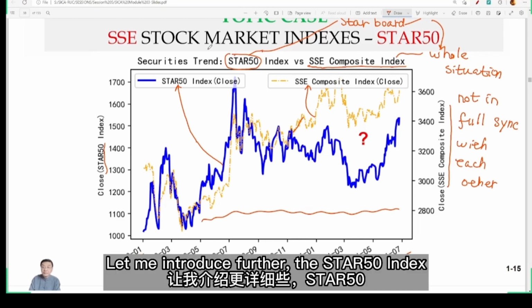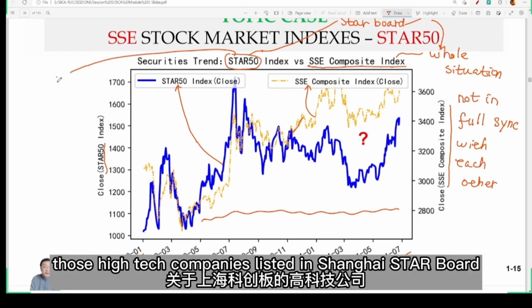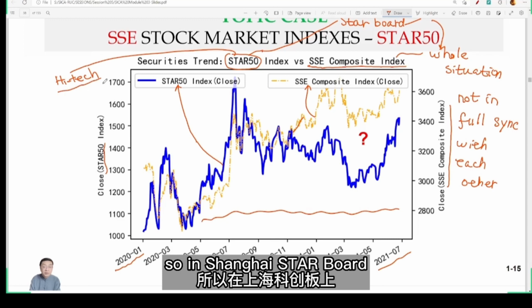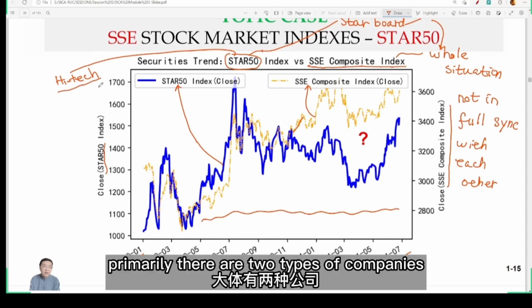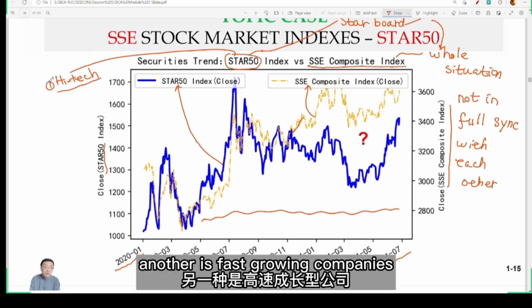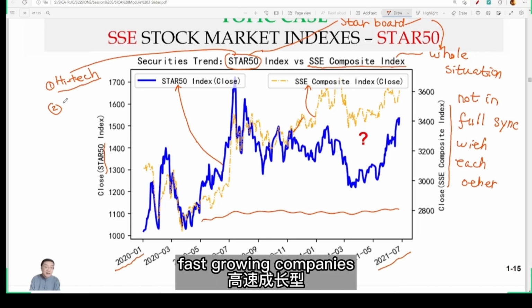Let me introduce further. The Star 50 index represents the market situation of those high-tech companies listed on the Shanghai Star Board. So in the Shanghai Star Board, primarily there are two types of companies. One is high-tech companies. Another is fast-growing companies.